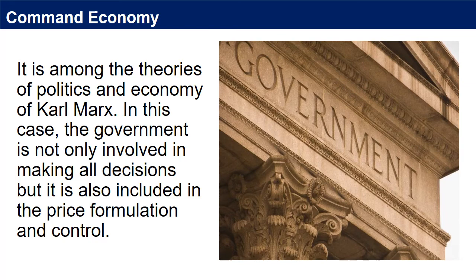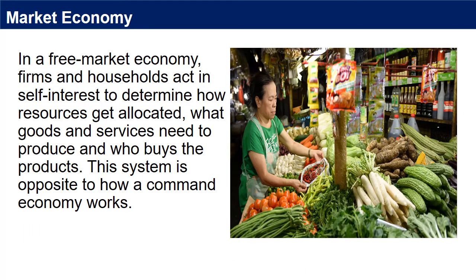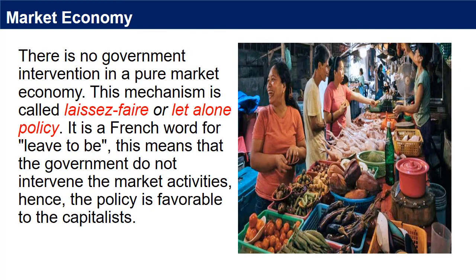This capability also means that the government usually owns the factors of production and the major industries like utilities, transportation, and telecommunication. In a free market economy, firms and households act in self-interest to determine how resources get allocated, what goods and services need to produce, and who buys the products. This system is opposite to how a command economy works. There is no government intervention in a pure market economy. This mechanism is called laissez-faire or let-alone policy. It is a French word for leave to be.